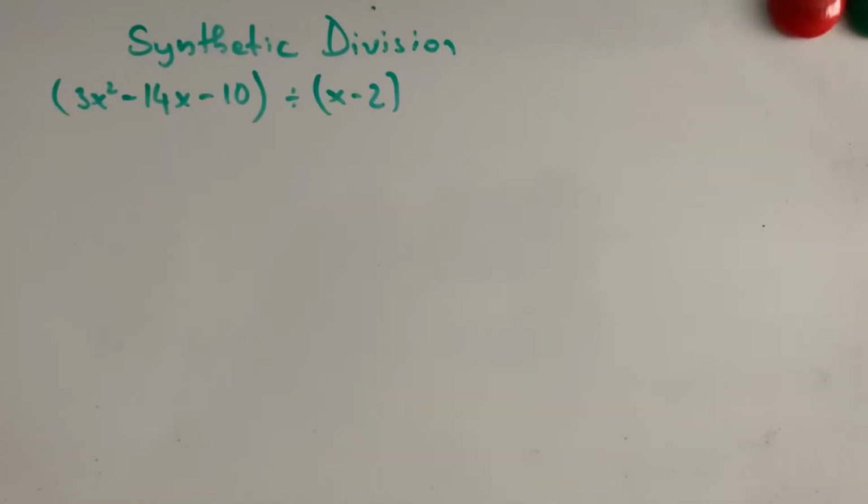Hello guys, this is to show you how to perform synthetic division. The problem we have here is 3x squared minus 14x minus 10 divided by x minus 2.